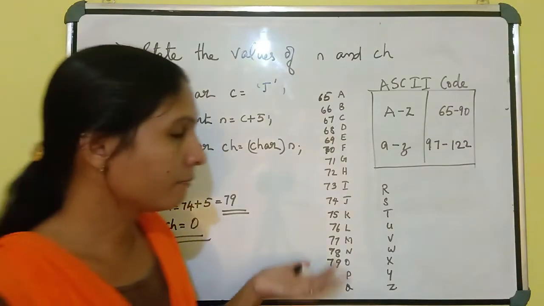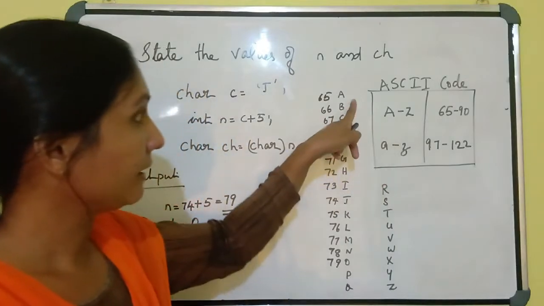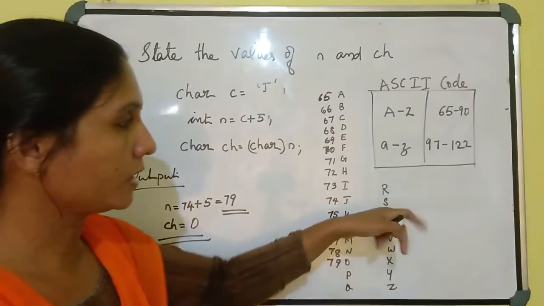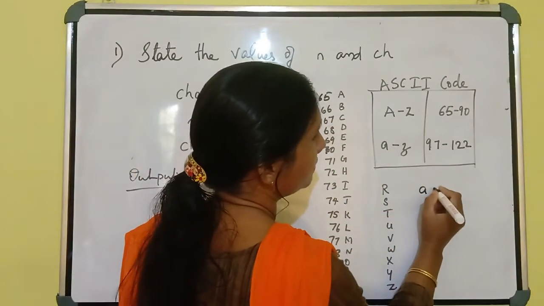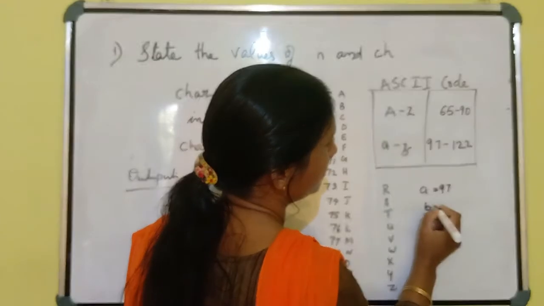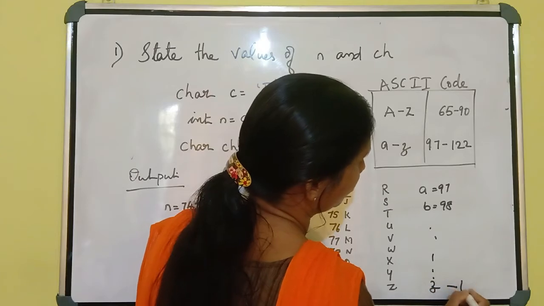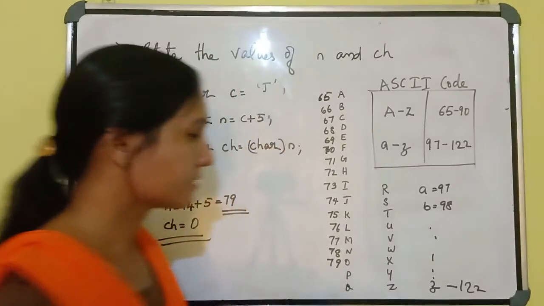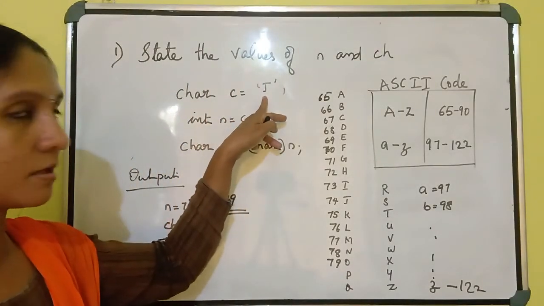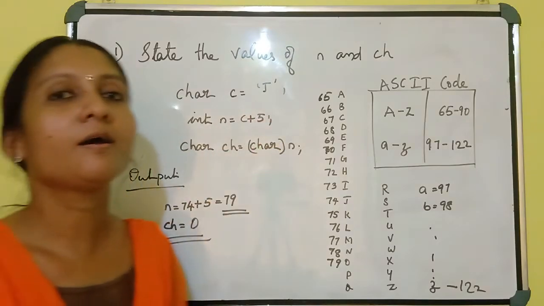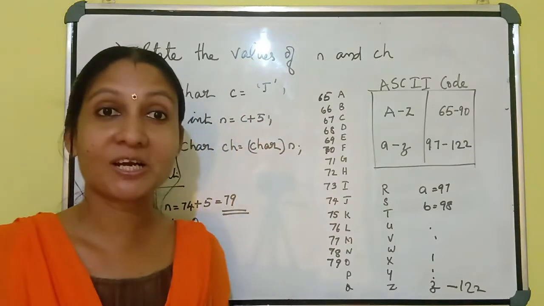If it is a small letter, how can you find out? We will start from 97. Okay, in this way, for small letters also you have to write: A is equal to 97, B is equal to 98, up to small letter Z is equal to 122. Then you can easily find out and solve the problem if the values are small letters. I think you all understood.